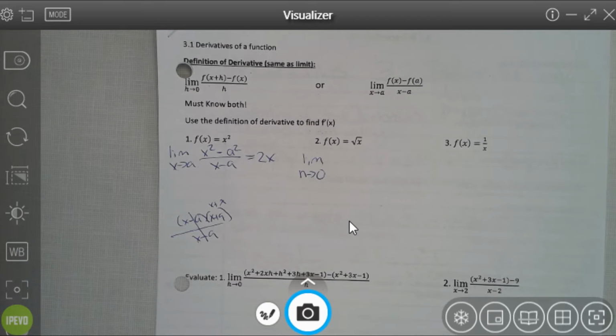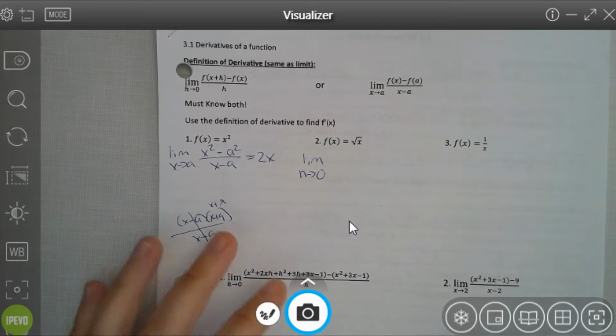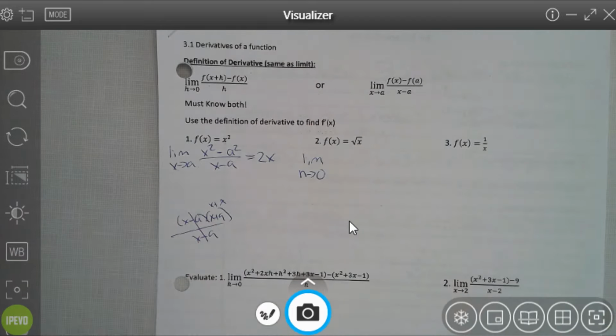Down here, I forgot my headphones when I started this, and then halfway through, after a problem, I realized I didn't have them on.